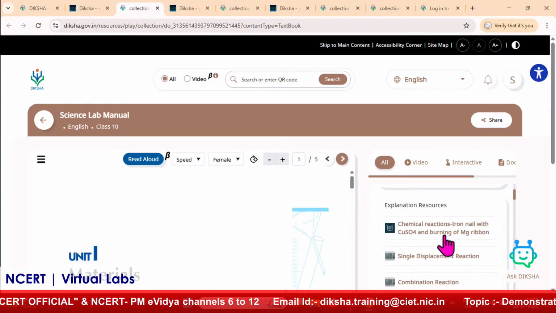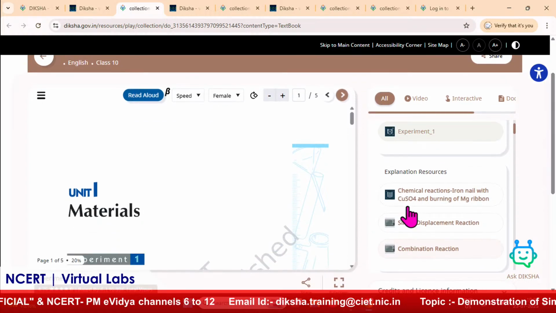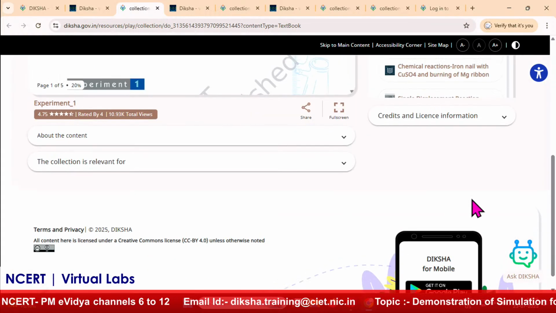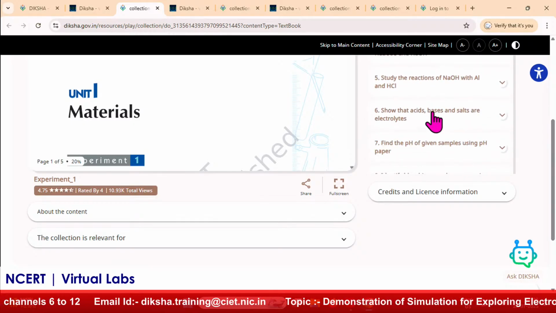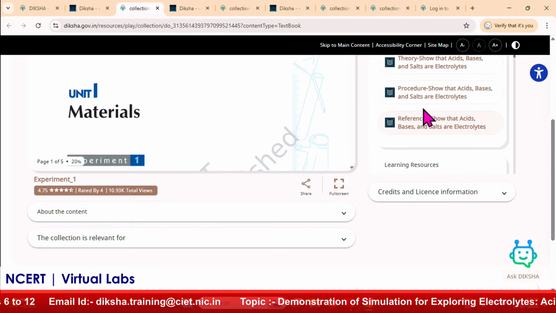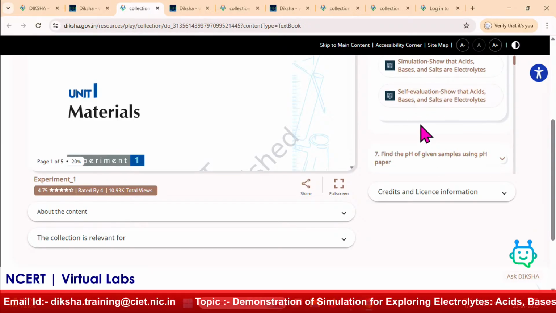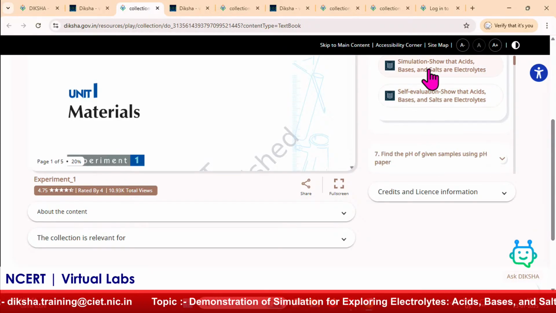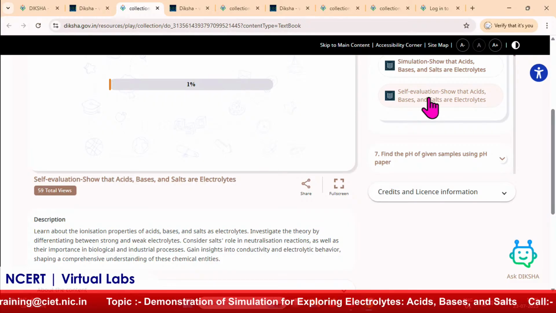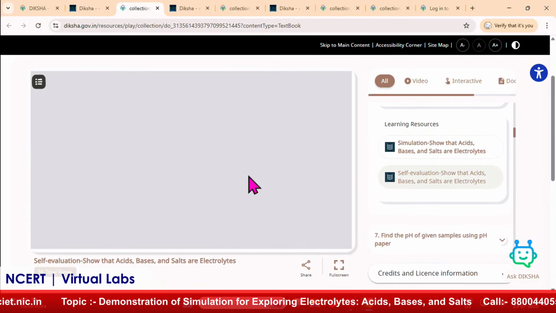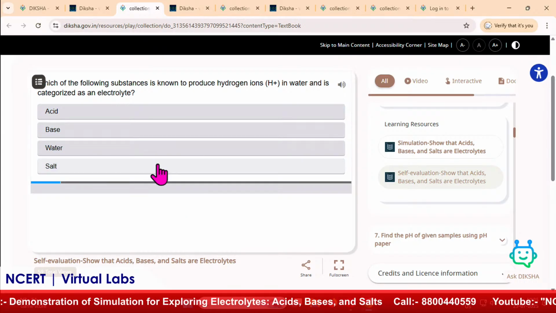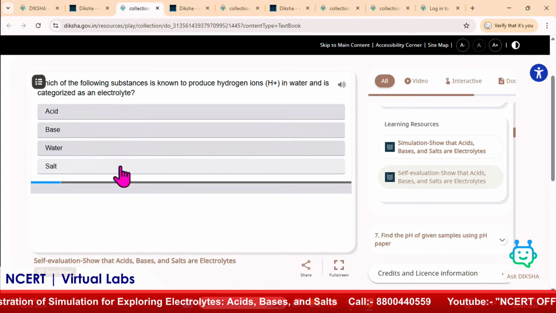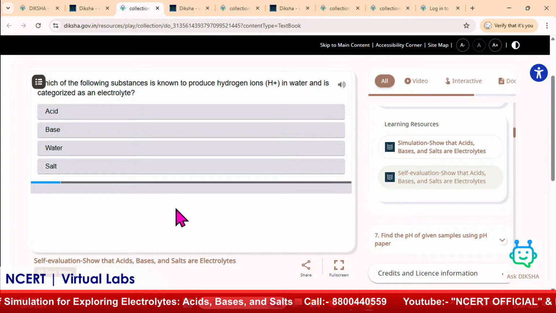Here we can see this is where we were in the experiment. I'll just scroll down again to the table of contents and look for the experiment that we have performed. There is an assessment tab. There you can see this is a self evaluation just below the simulation. So I'll click on this, and we can self-assess and check our learning, what we have learned so far. Just a few questions I can take for my learners.